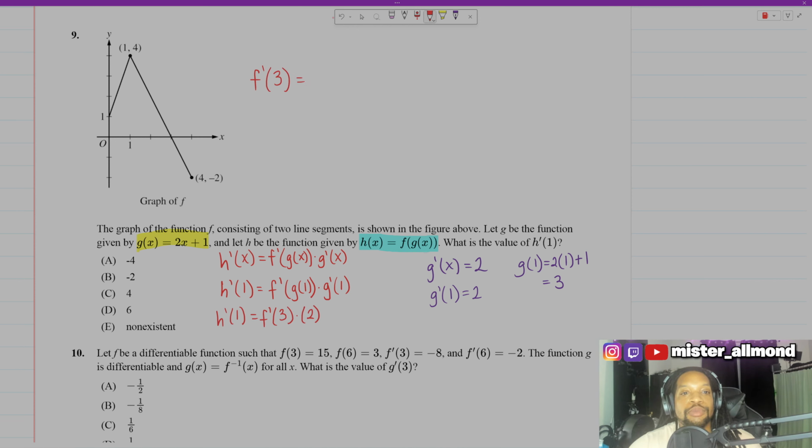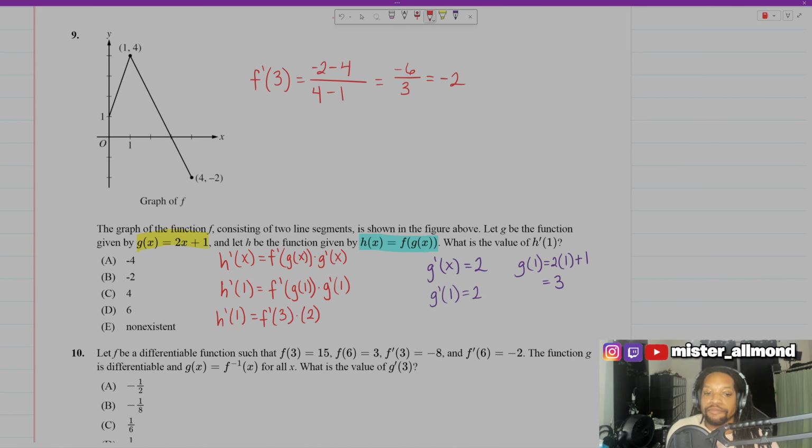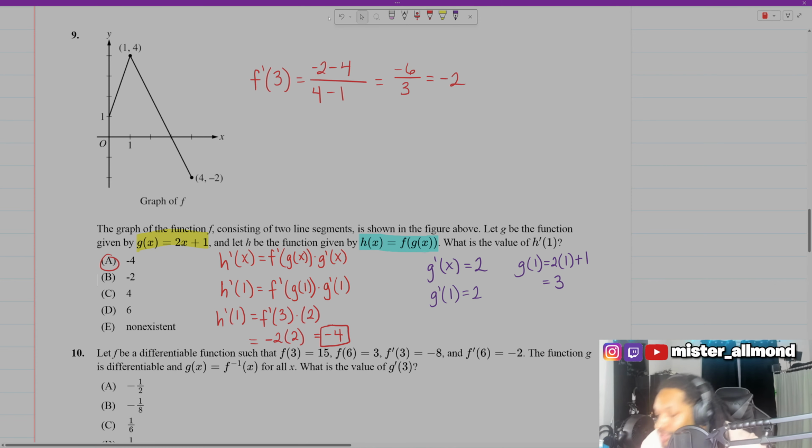So f prime of 3 is just the slope between 2 points. I'll go y2 minus y1 over x2 minus x1. So that's negative 6 over 4 minus 1, which is 3. Negative 6 over 3 is negative 2. Okay, so let's update my h prime of 1. That equals, we said f prime of 3 was negative 2, times 2, which is negative 4, which is an answer choice. I love that problem. That is a good problem. That is a great problem. Shout out to whoever made that problem.